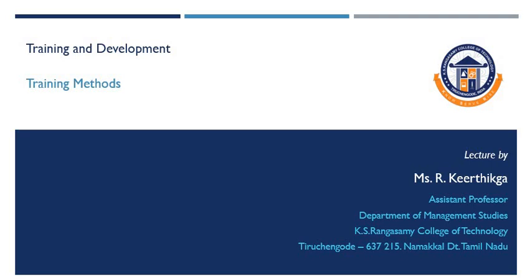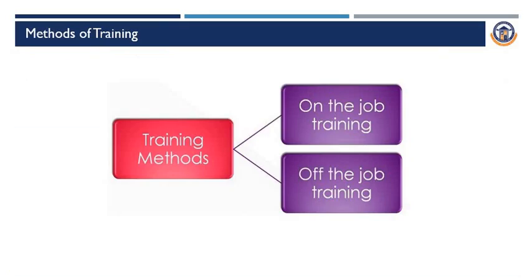In this video, we are going to discuss the training methods. Usually, training is provided by two methods: one is on-the-job training and the other is off-the-job training. On-the-job training refers to training methods applied in the workplace. Off-the-job training refers to training methods used away from the workplace.